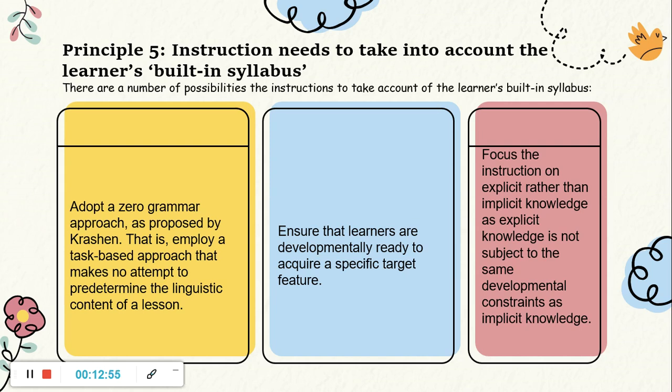Third, focus the instruction on explicit rather than implicit knowledge, as explicit knowledge is not subject to the same developmental constraints as implicit knowledge. From that point, there are some declarative facts that make language easier to teach and master. This can be determined through students' cognitive complexity rather than their developmental complexity. It can be taken into account easily in deciding the order of instruction in the syllabus. As we know, a syllabus with traditional structure is judged based on cognitive complexity.